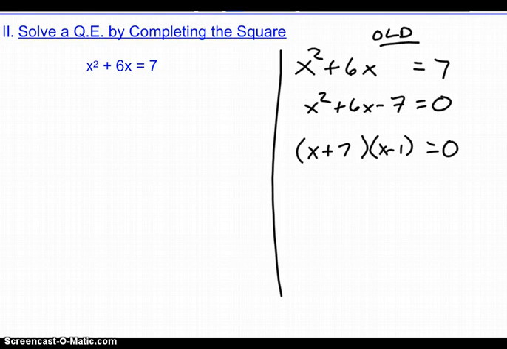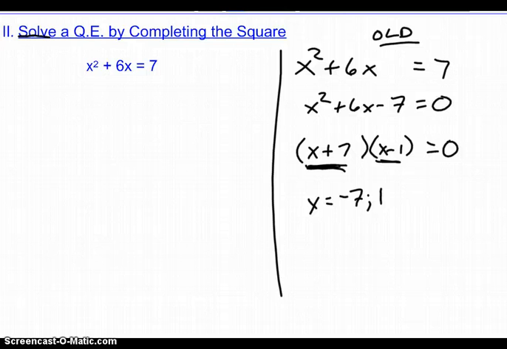Good. And so because we're being asked to solve it, we actually give the values that would make this statement true. And so the value for x in the first binomial would be? Negative 7, sorry. Negative 7. And then here, 1. Okay, so we already know the answer to the question, solve this, but we didn't show completing the square. So let's show completing the square.